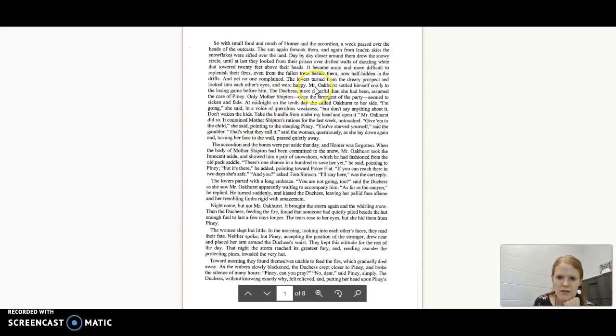So basically they're running out of food. "Only Mother Shipton, once the strongest of the party, seemed to sicken and fade. At midnight on the 10th day, she called Oakers to her side. 'I'm going,' she said, in a voice of querulous weakness. 'But don't say anything about it. Don't waken the kids. Take the bundle from under my head and open it.' Mr. Oakers did so. It contained Mother Shipton's rations for the last week untouched. 'Give them to the child,' she said, pointing to the sleeping Piney. 'You've starved yourself,' said the gambler. 'That's what they call it,' said the woman querulously, as she lay down again and, turning her face to the wall, passed quietly away."